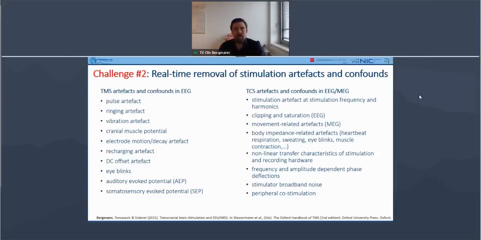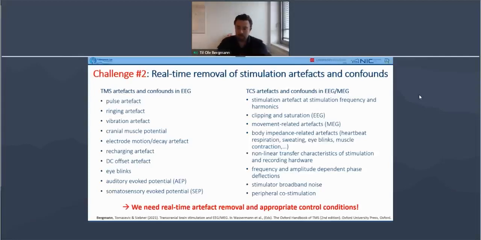And when we are able to do that, we're still left with all the somatosensory co-stimulation confounds. So TMS makes a click and you feel it on the skin. TACS can produce phosphenes or subliminal retinal stimulation, cutaneous stimulation, etc. So you also have to deal with those. And so we need real-time artifact removal and appropriate control conditions if we want to go really closed loop and be able to quickly get the brain states.